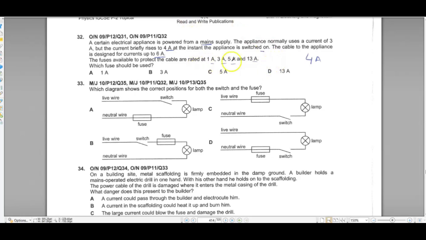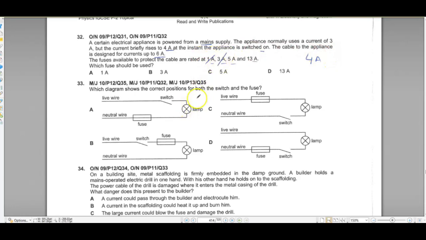Okay. So where were we? 4 amperes is the calibrated current for the appliance. So even if the cable is calibrated for 6 amperes, we should look for something that is a little greater than 4 amperes. So 1 ampere is not going to work.